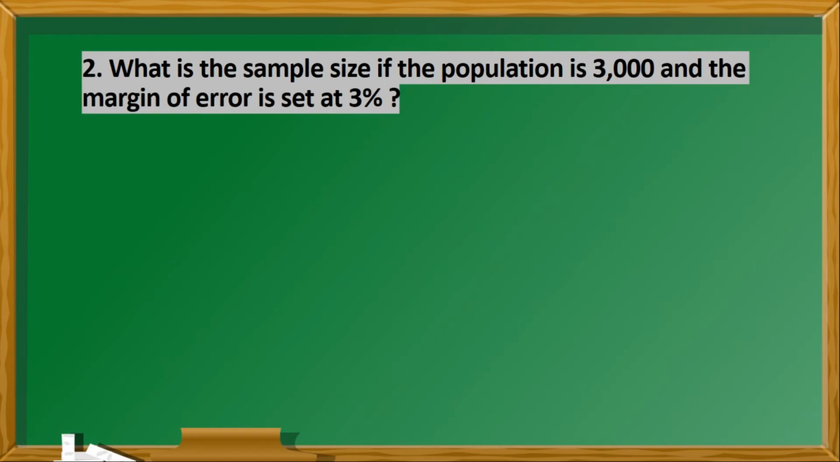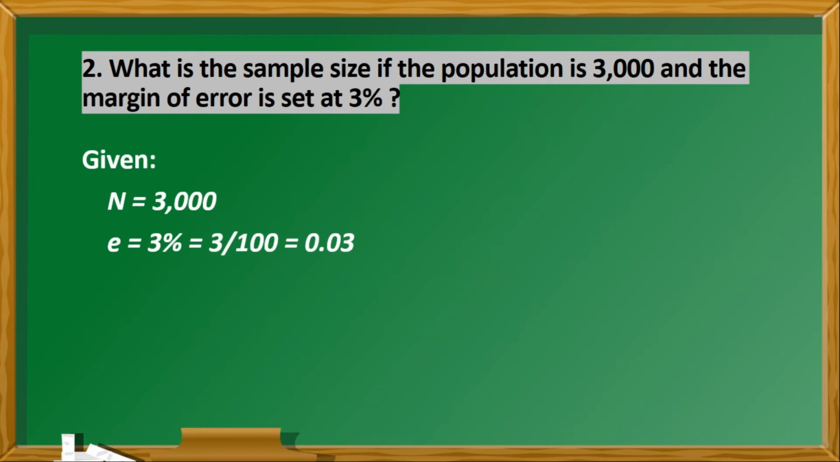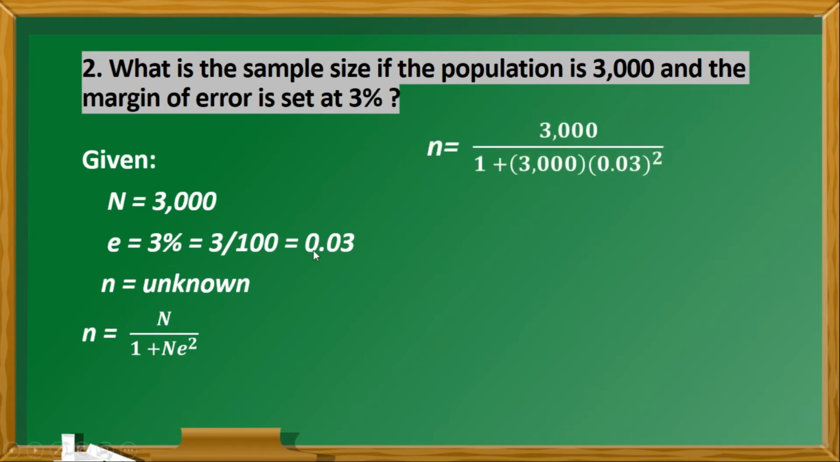What is the sample size if the population is 3,000 and the margin of error is set at 3%? So, given natin ulit yung population na 3,000 at yung margin of error naman natin is 3%. So, yung 3% natin, i-convert natin yan into decimal number. So, 3 divided by 100 is equal to 0.03. At unknown ulit yung sample size natin. At gagamitin ulit natin yung ating formula na n is equal to N divided by 1 plus N e squared. Okay. So, using this given, i-substitute natin yan sa ating formula.